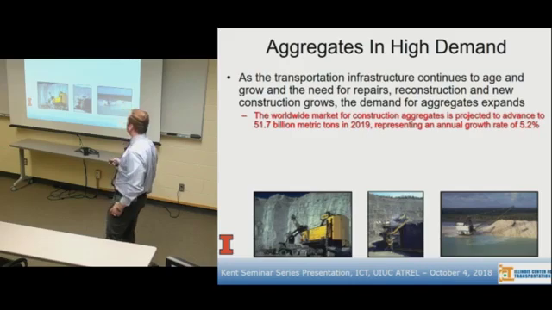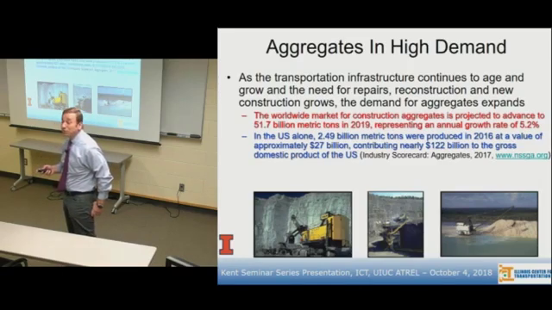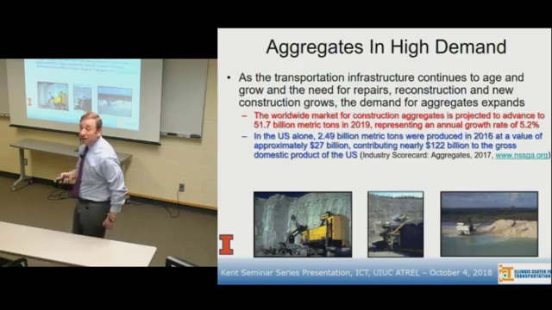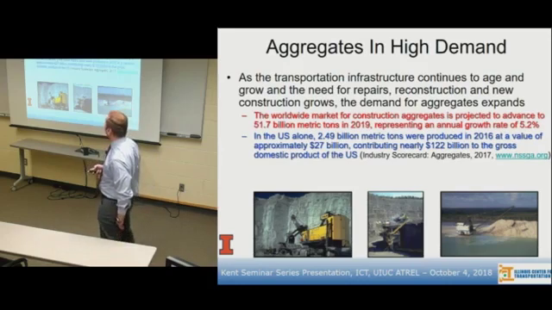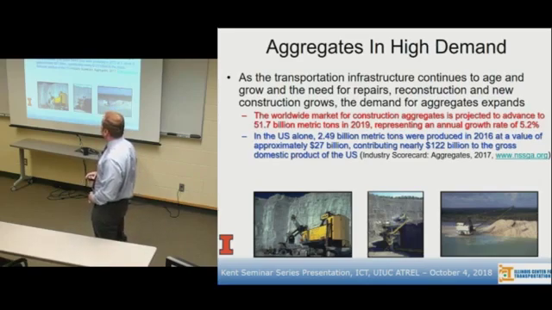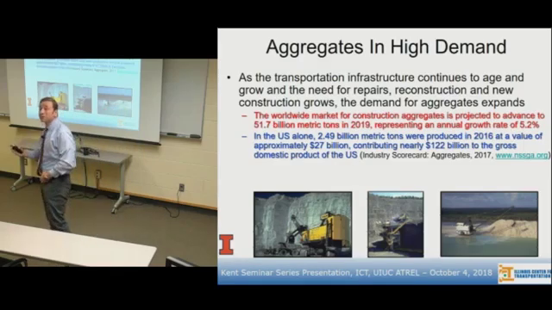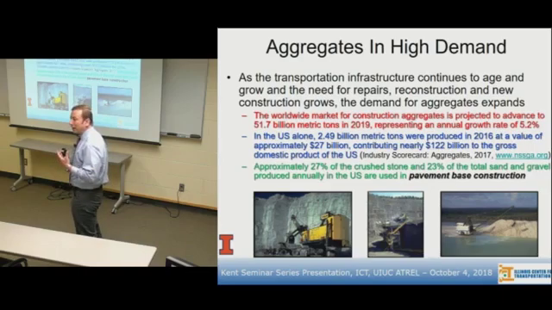Right now, as of recent numbers, I found 5.2% is the current annual growth rate, with about 51.7 billion metric tons projected as the production needs in 2019. In the US alone, we have over 3,700 quarries, sand and gravel, and stone producers, and nearly 2.5 billion metric tons were produced in 2016. According to the industry scorecard publication of the National Stone, Sand and Gravel Association, NSSGA, on their website, that's a value of about $27 billion, contributing almost 5 times that value to the overall U.S. gross domestic product. What I will talk about has to do with engineered unbound applications in inverted pavements.